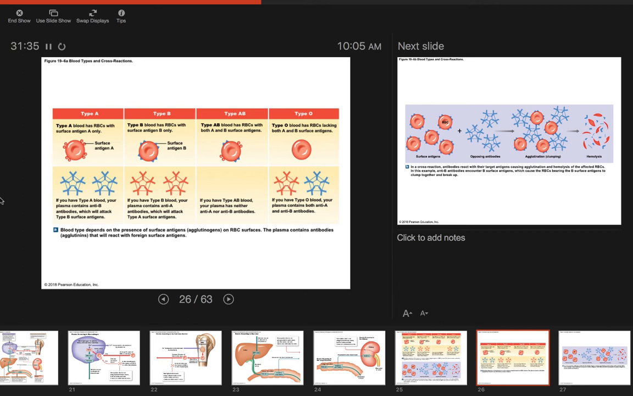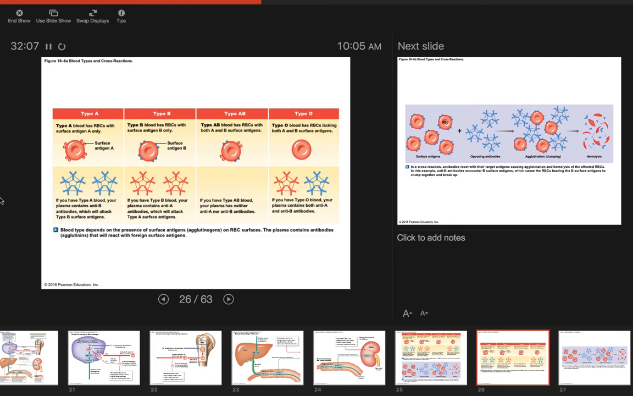So a bacteria coming in is going to have a foreign antigen on it. Our immune cells will attack it. A virus, same thing. Our body will attack it. A foreign red blood cell that comes into your body, if it has a foreign antigen on it, your immune cells will attack it. So we want to make sure that we are not having any foreign cells coming in that we feel are dangerous to the body.